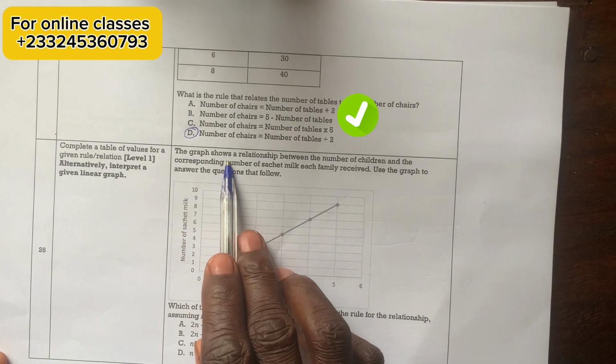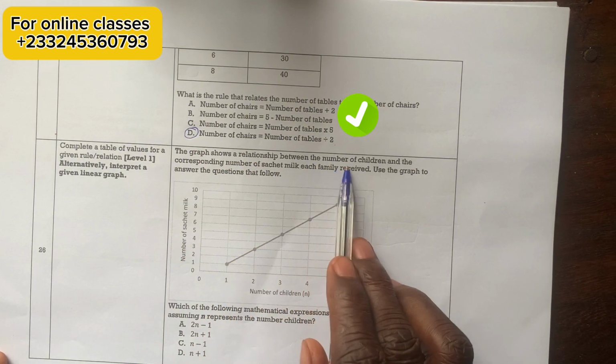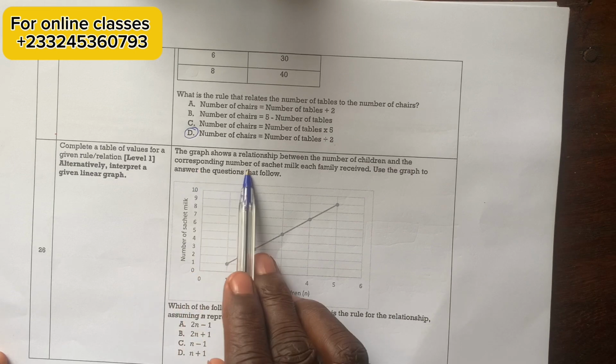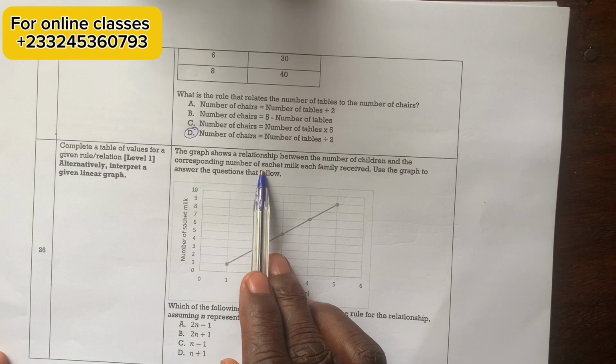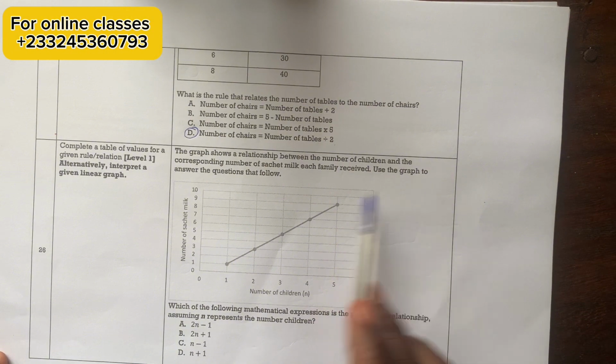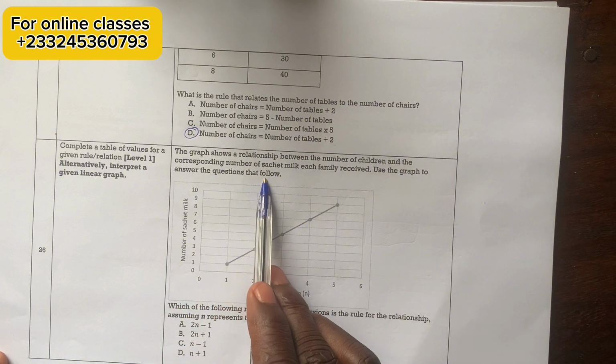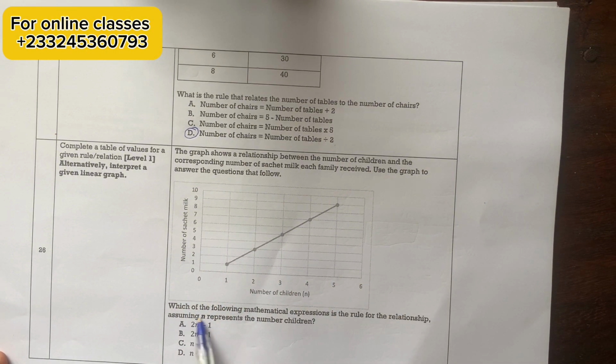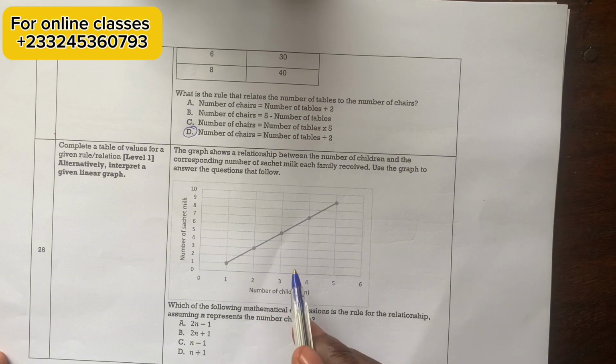The graph shows a relationship between the number of children and the corresponding number of sachets of milk each family received. Use the graph to answer the questions that follow. Which of the following mathematical expressions is the rule for the relationship, assuming n represents the number of children? This one, we do the same way.